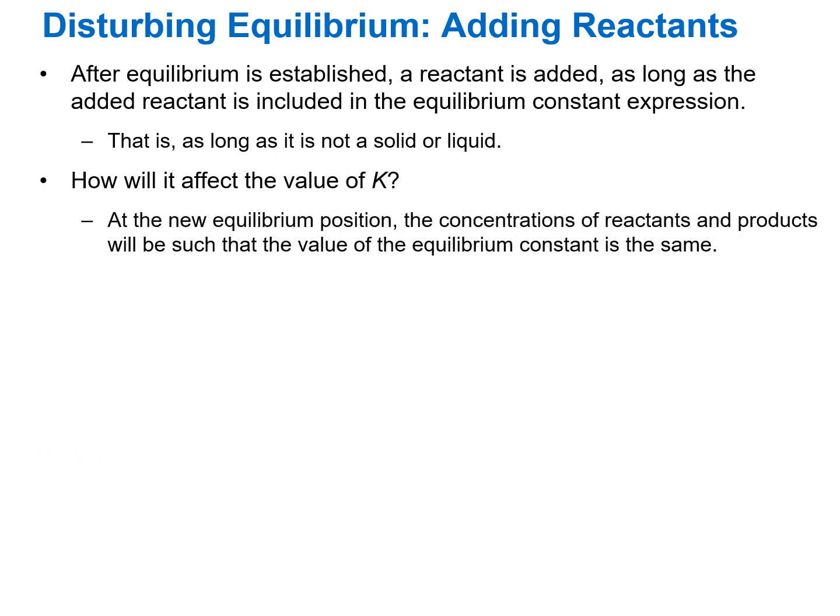Now, the third question we need to ask is all of this that's changing, will that affect the value of our equilibrium constant? Well, at the new equilibrium position, the concentrations of the reactants and the products are going to be such that the value of the equilibrium constant will be the same, as it should be, because remember, it's a ratio. So let's put all of this together.